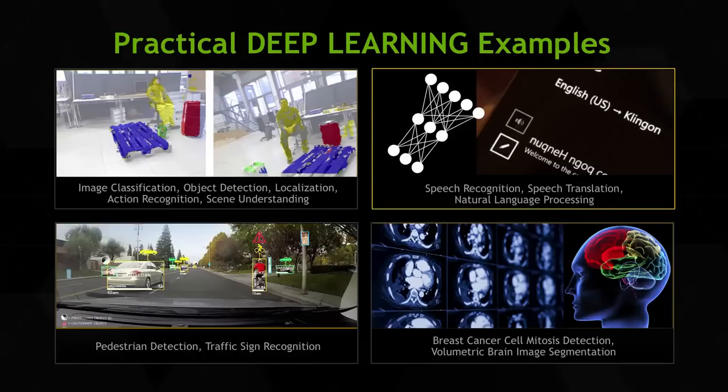Specifically for automotive, pedestrian detection, traffic sign recognition, free space calculations. There's lots of things that rely on deep learning. And then there's a bunch of things in the medical space, specifically as of late, detecting cancer cell mitosis, analyzing brain scans, things like that to try to accelerate care.